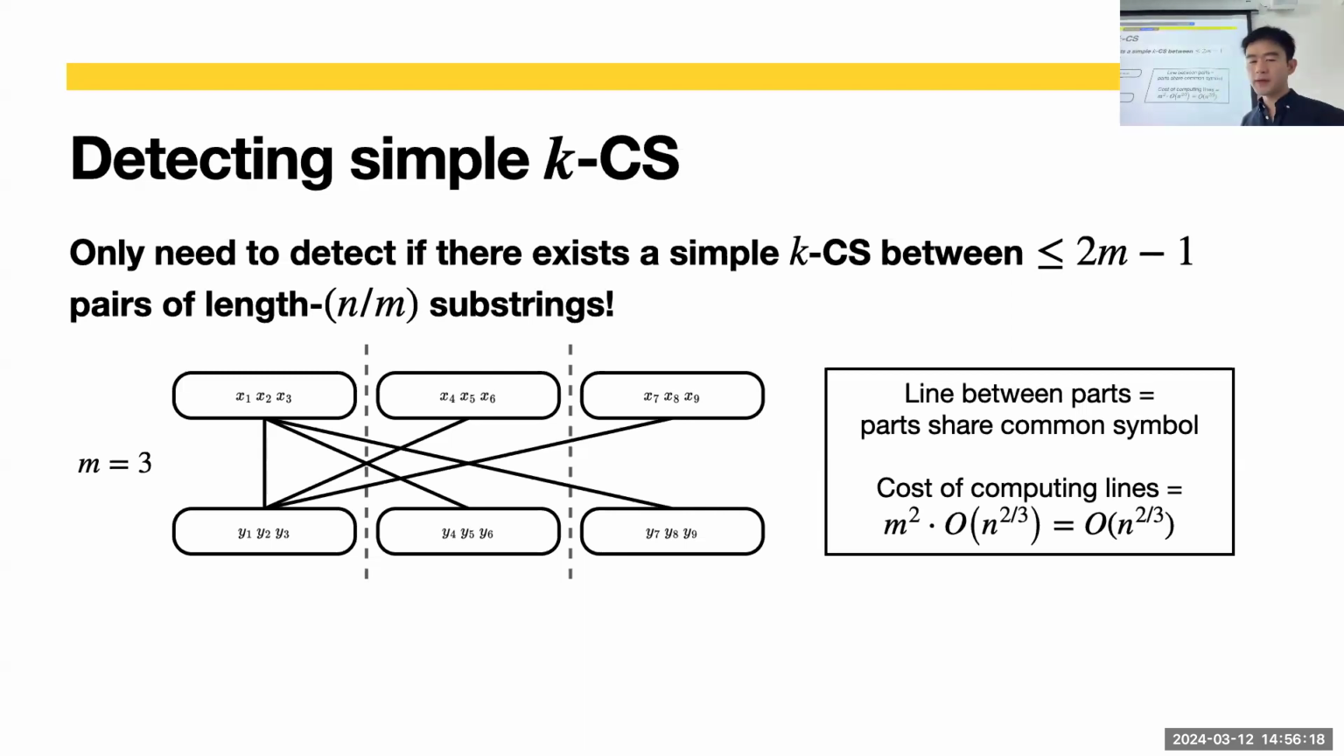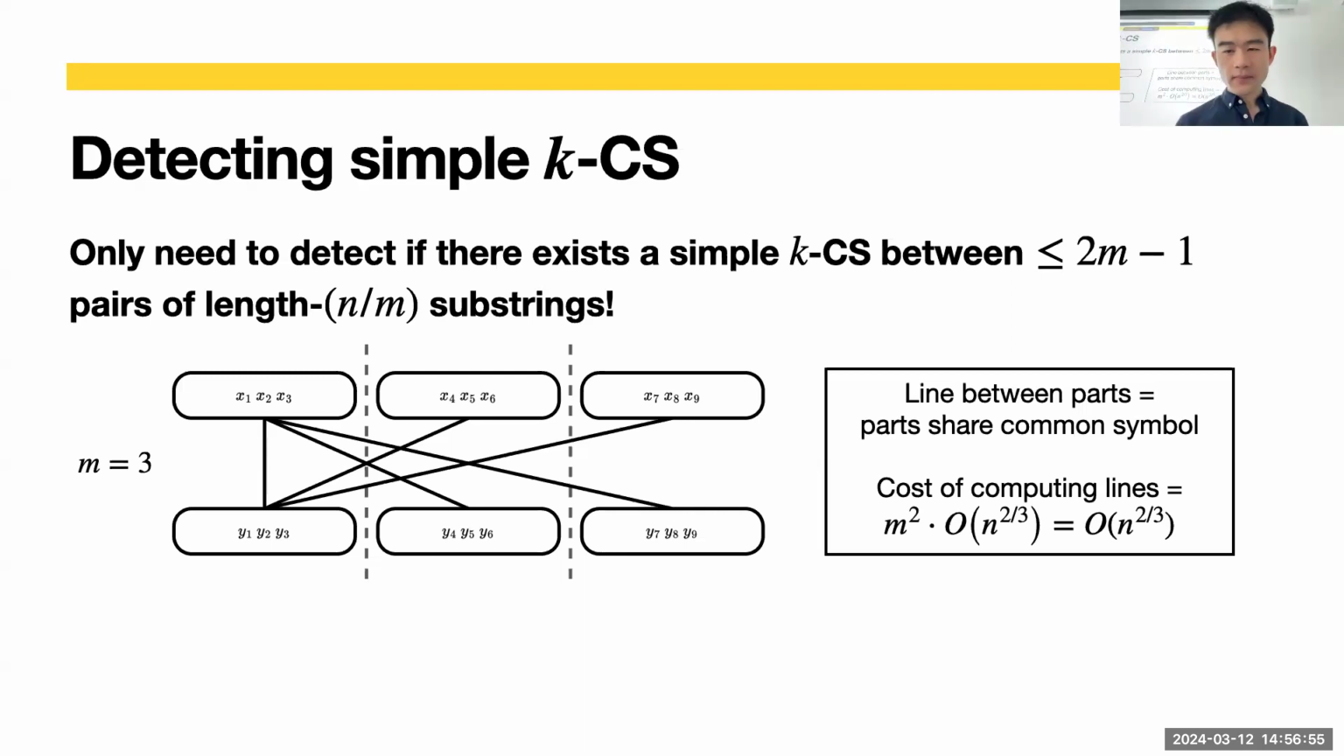Now, say we find that the configuration of lines is as shown in this figure. In this figure, there's 1, 2, 3, 4, 5 lines. So there are 5 pairs of parts that share one common symbol. In this case, we need to solve 5 instances of KCS, where each instance corresponds to each line. Note that if there does not exist a line between 2 parts, it obviously means that they don't even share one symbol, so they obviously cannot share k symbols. So I now claim that this is in fact the worst case scenario.